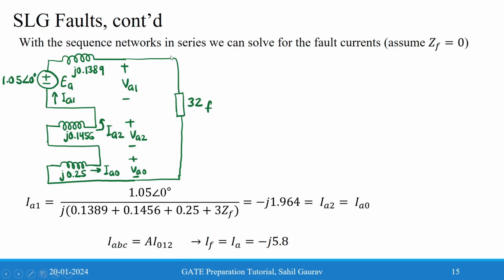Now with the sequence networks in series, we can solve for the fault currents. Here we have assumed ZF is equal to 0. That is the example we have taken. So just put this expression and you will get the positive sequence current, and from there you can get the fault current. It is 3 times the positive sequence current, so we get minus j 5.8 per unit.